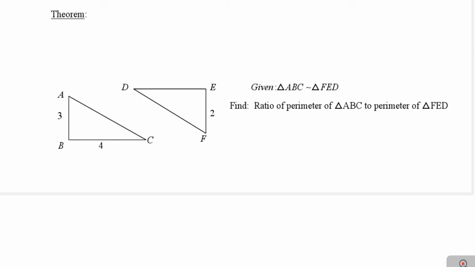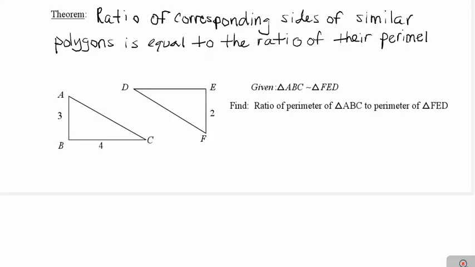Now, one last thing that we have to talk about in regards to similarity is a theorem about their perimeters. This theorem states that the ratio of any pair of corresponding sides of similar polygons is equal to the ratio of their perimeters. It's really important that you remember this theorem because you will be using it throughout this chapter, and very often people forget about this theorem and they feel that they don't have enough information to complete a problem.